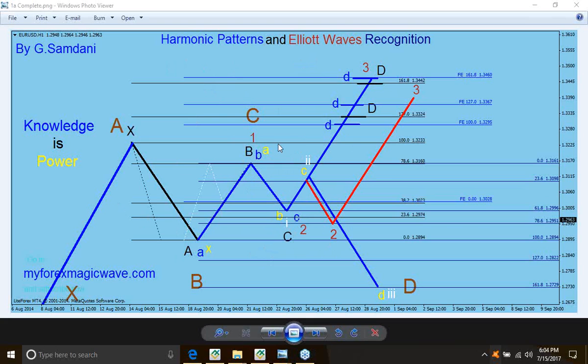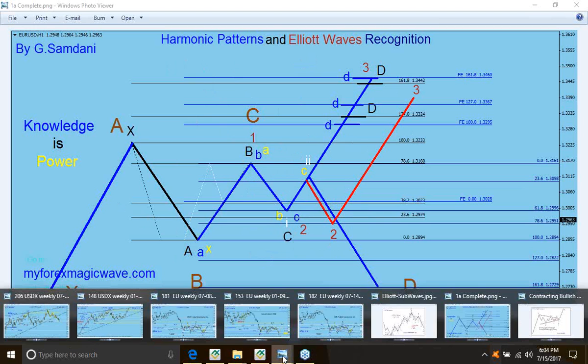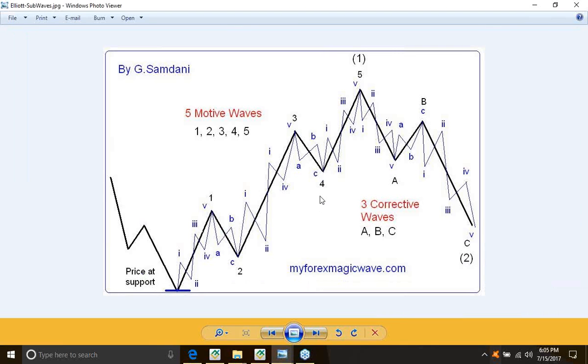So I will cover this thing when I cover the harmonic patterns first, and then we will go in detail about this. So let's start with the Elliott wave first. What are the Elliott waves?